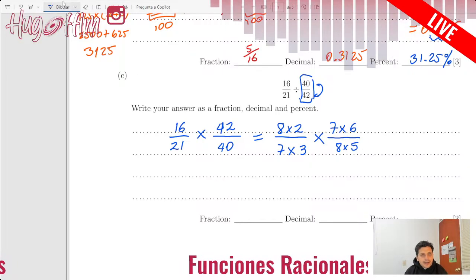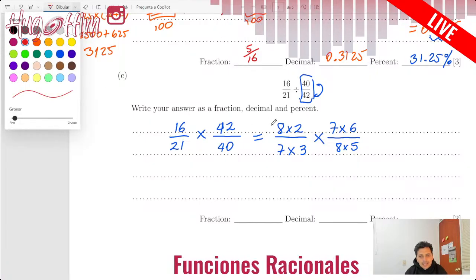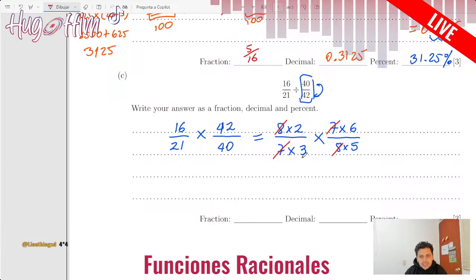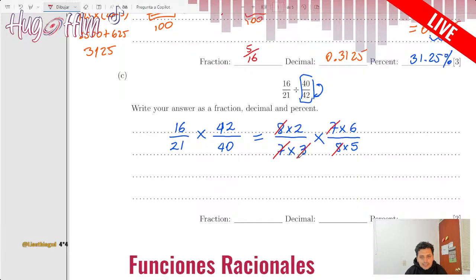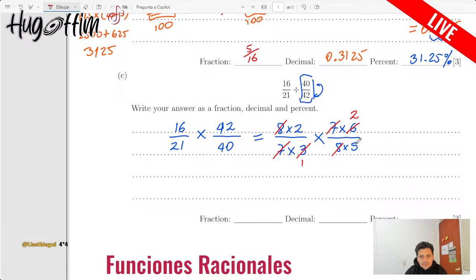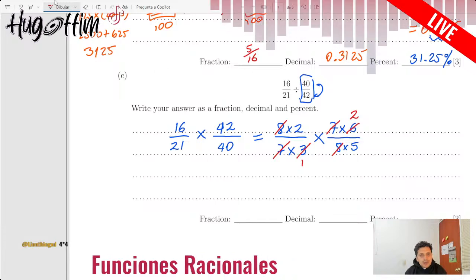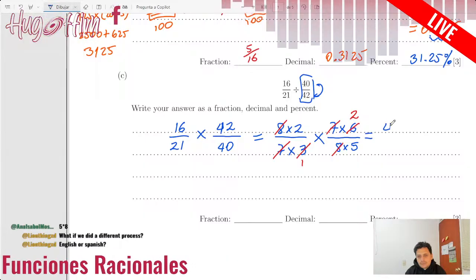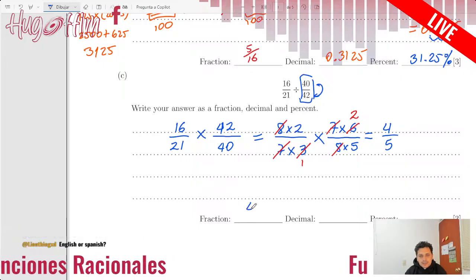Now look at that here. I can cancel out this 8 with this 8. I can cancel out this 7 with this 7. And look at that, I can divide this 6 by 3. 6 divided by 3 is going to be 2. So as you can see, this division becomes 2 times 2 divided 5. So 4 over 5. 4 over 5 will be the fraction.